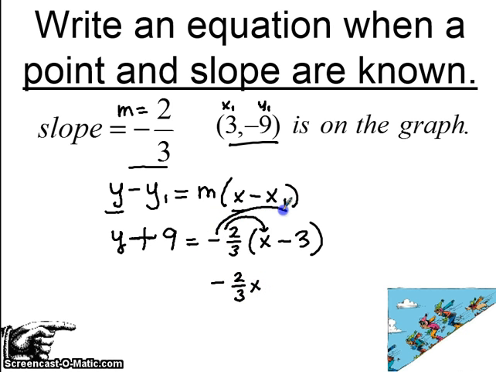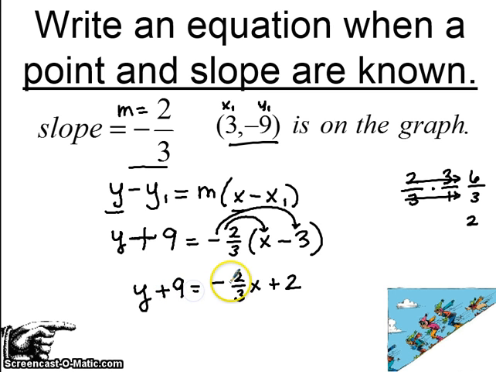Negative 2/3 times negative 3, well, a negative times a negative is a positive, and 2/3 times 3, which is 3 over 1, is 6/3, and 6 divided by 3 is 2, so we have plus 2. So write down our left side, we have y plus 9 equals negative 2/3 x plus 2.